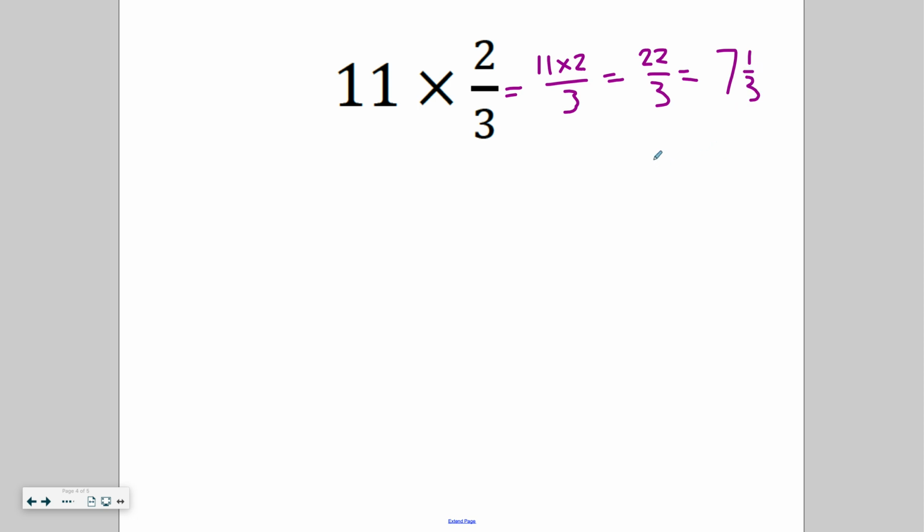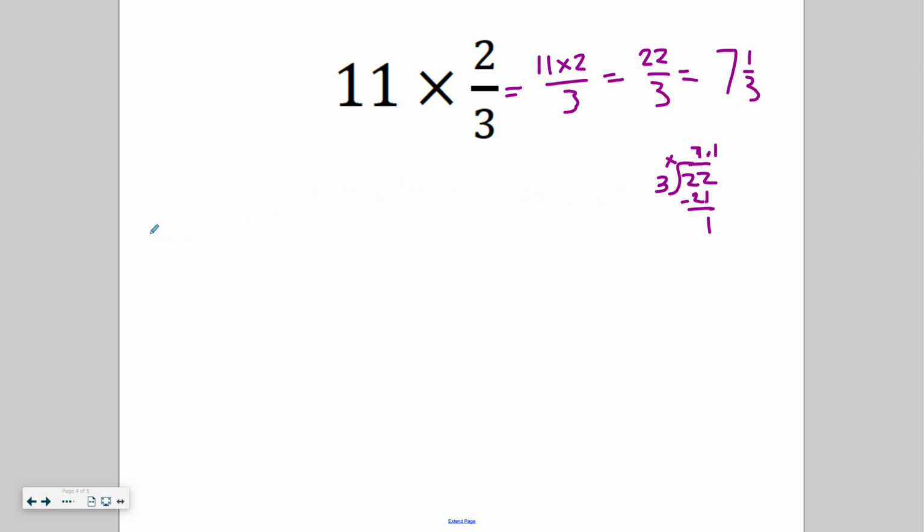I can still divide like I've been doing before, and I'm going to get the same thing, and I'll show you that now. 3 goes into 22 7 times, and I get 21, because 3 times 7 is 21. Subtract: 22 minus 21 is 1. 7 remainder 1. So 7 becomes my whole number, the remainder 1 becomes my numerator.